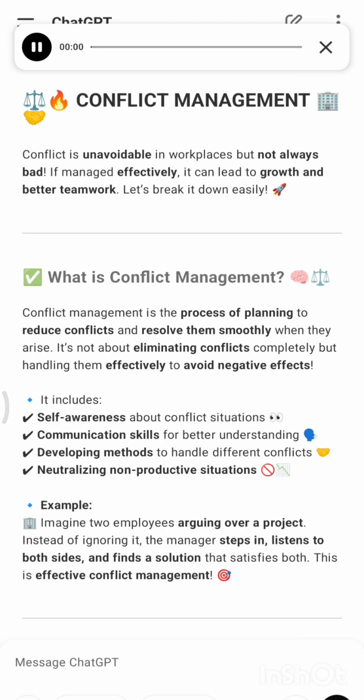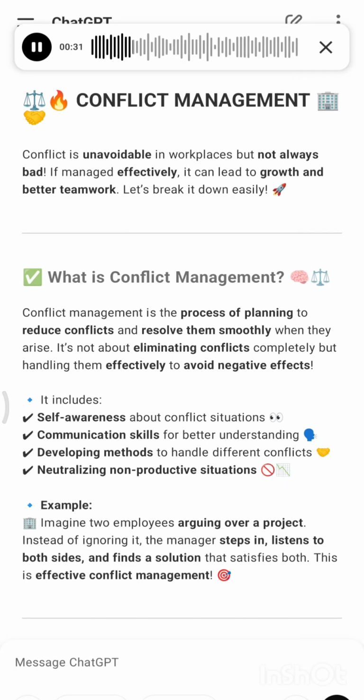Conflict management. Conflict is unavoidable in workplaces, but not always bad. If managed effectively, it can lead to growth and better teamwork. Let's break it down easily. What is conflict management? Conflict management is the process of planning to reduce conflicts and resolve them smoothly when they arise. It's not about eliminating conflicts completely, but handling them effectively to avoid negative effects.